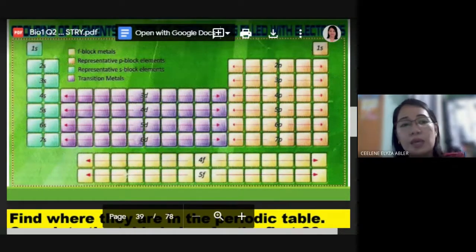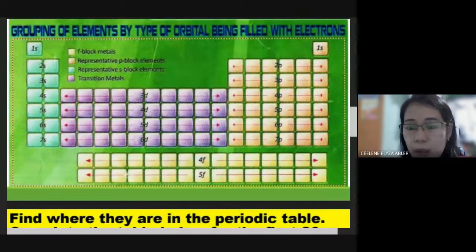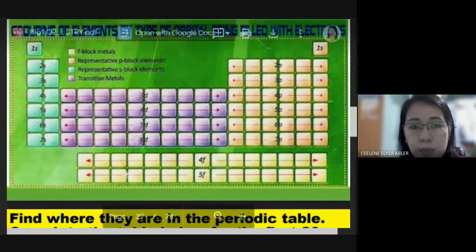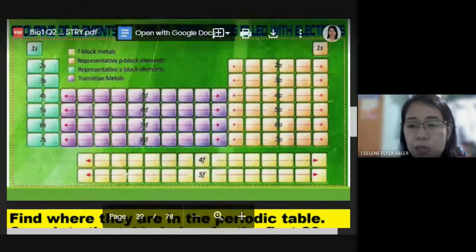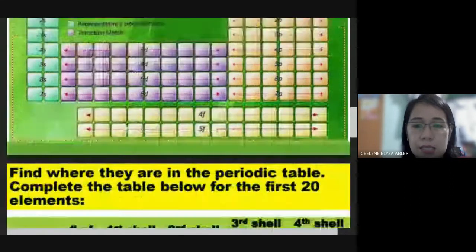Okay. And we have the 3, 4, 5D na block. We have the D block, the P block, and we have here the F block, the lanthanide-actinide series. So, ito siyang F block, ang lanthanide-actinide.